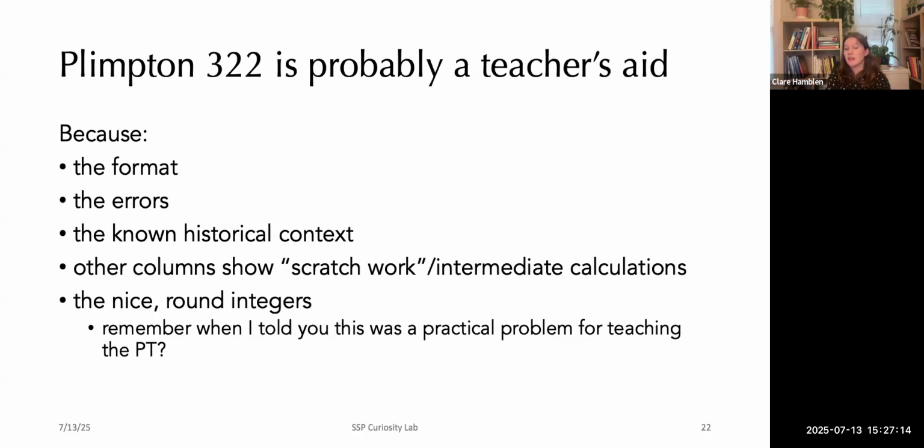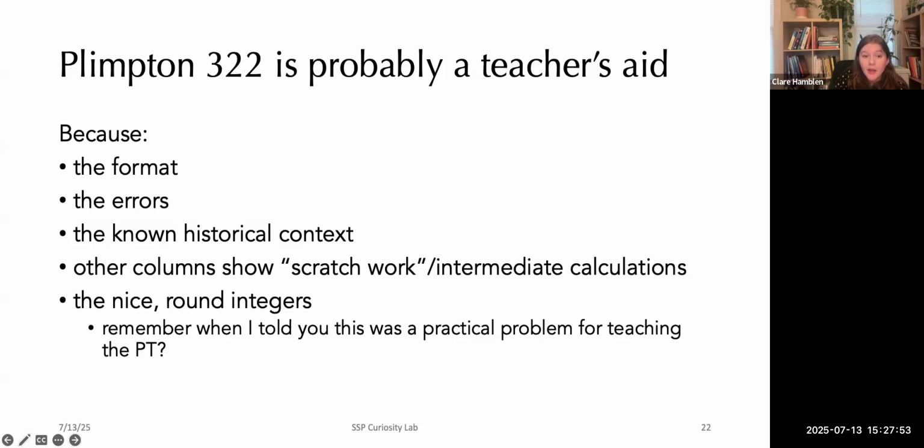And it's not because it's a genuine error, it's a little typo, okay? We do have some known historical context. We know that in Old Babylon, there were scholastic materials being produced in the form of tablets, particularly mathematical ones. The other column, which we did not translate, shows some scratch work, some intermediate calculations, the kind of thing that you would include if you were showing your students what to do, step by step in an example. There's also the question of those nice round integers.